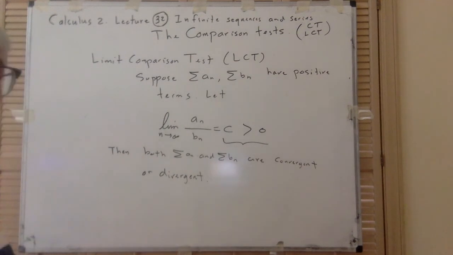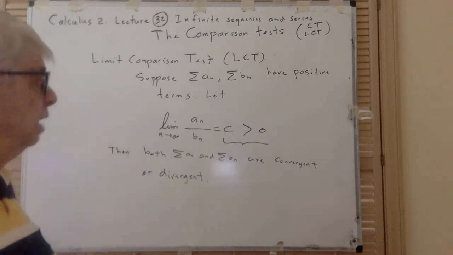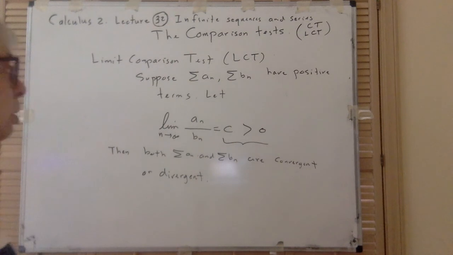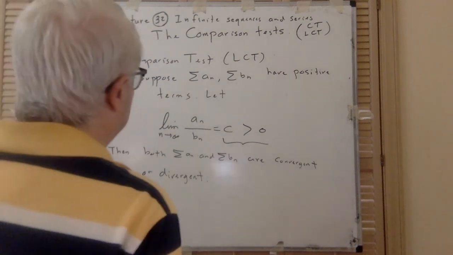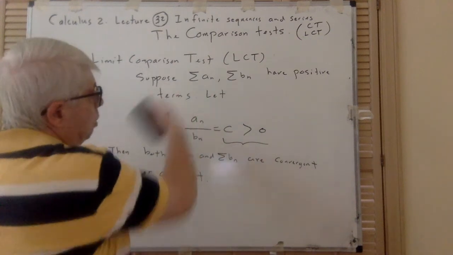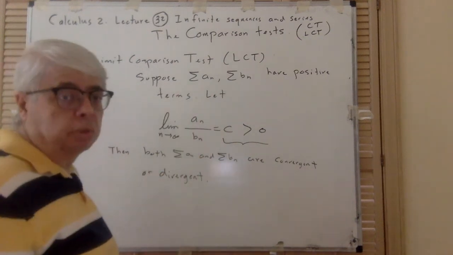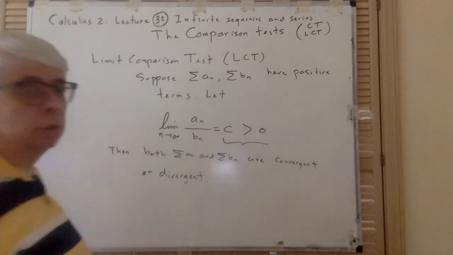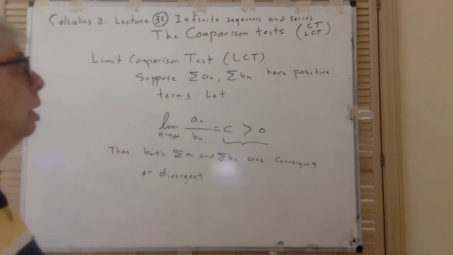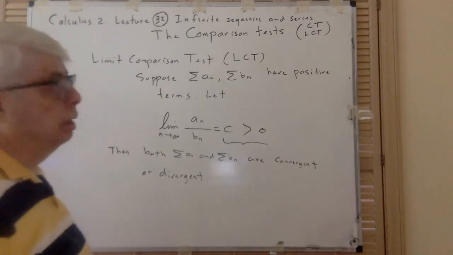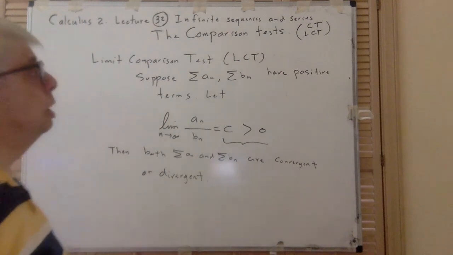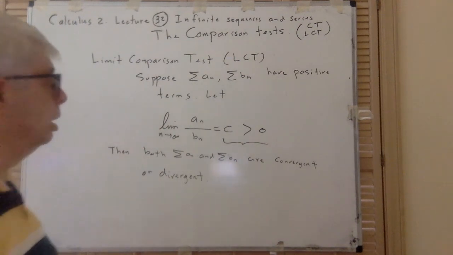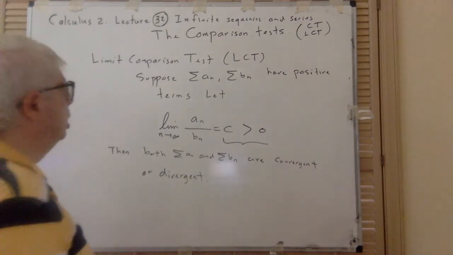Now, if that C is 0, then you need something else. So let's assume that C is not 0. In fact, one of them is given to you, the other one you choose, so that the limit is not 0. So this is telling me that given AN, find a BN to compare with. Similar to the comparison test, where you are given AN, then you have to find another infinite series to compare with. This is the same. So let me give you an example.